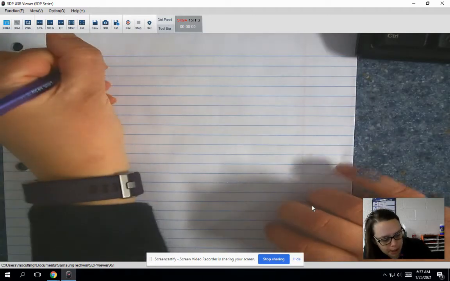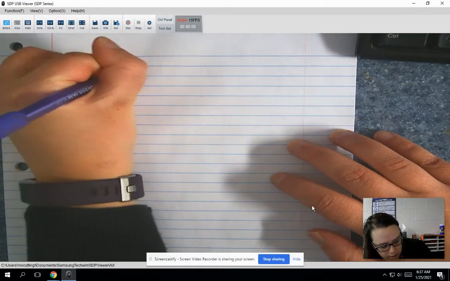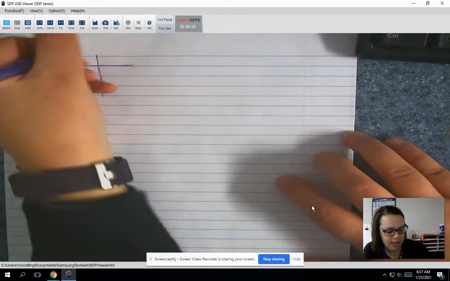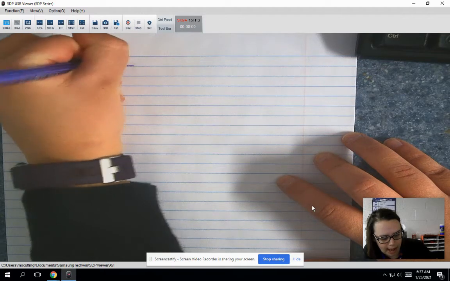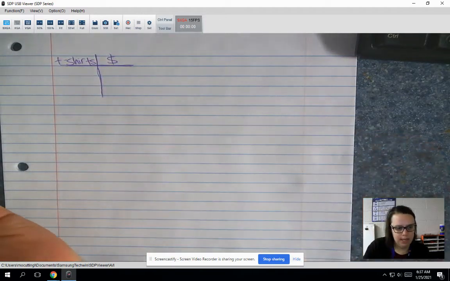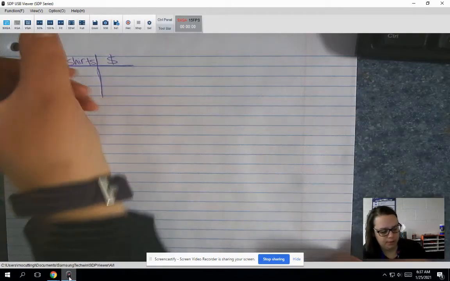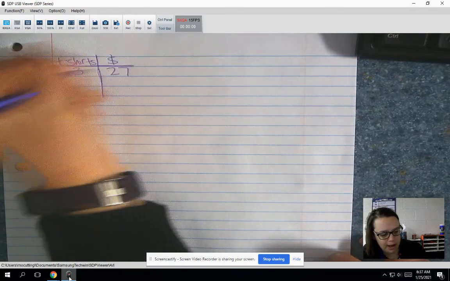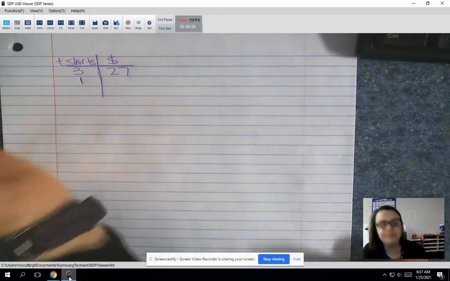So, I'm going to draw a table. My two things are t-shirts and dollars, and it was 3 t-shirts for $27. So 3 for 27, and the first thing it wanted to know was how much does one cost, and it was one t-shirt.